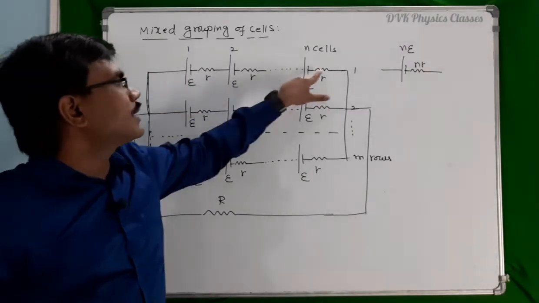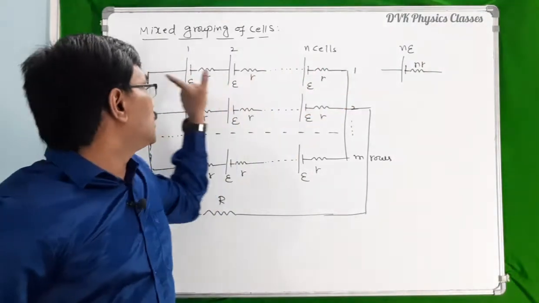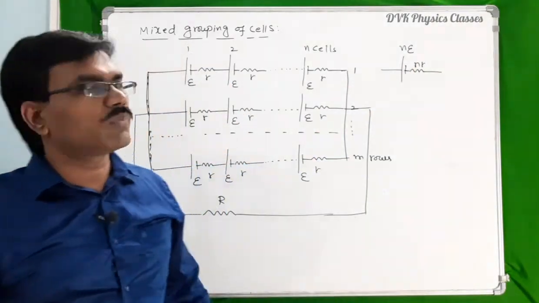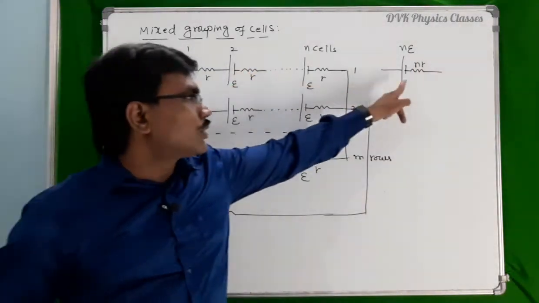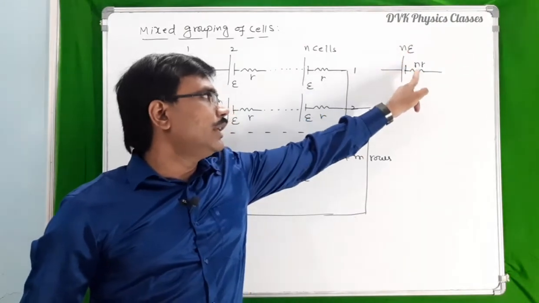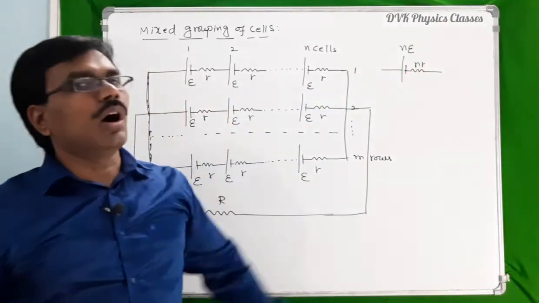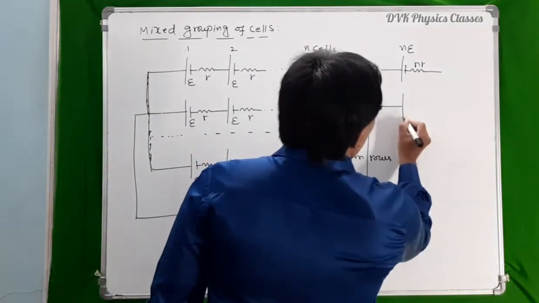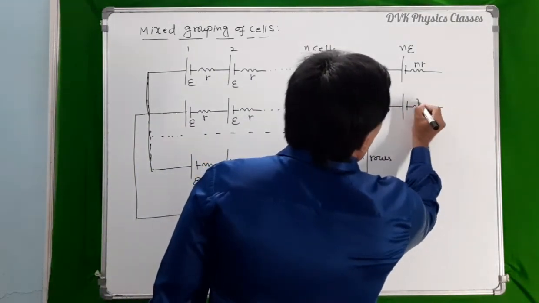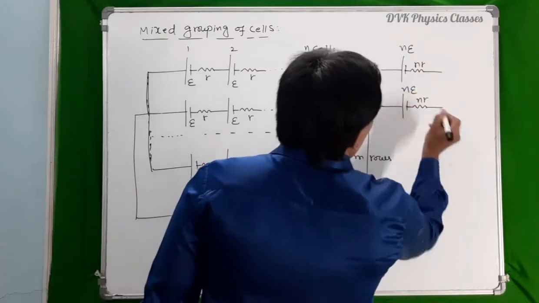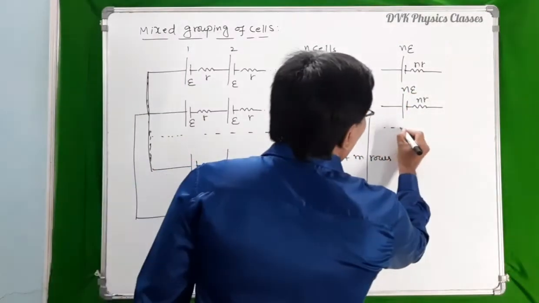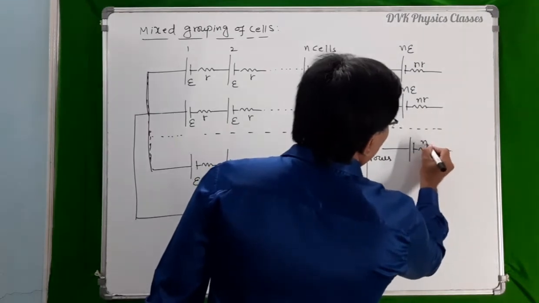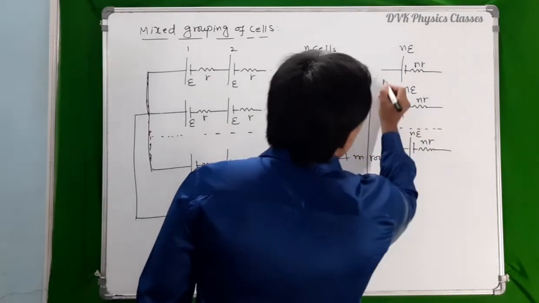Similarly, all are in series combination between these two points. Therefore, the total internal resistance of this row is also equal to nr. That means the first row is replaced by a single cell of EMF n into E and total internal resistance n into r. Similarly, the second row can be replaced by the same cell of EMF nE and internal resistance nr, and this happens up to m rows. So this is also nE.